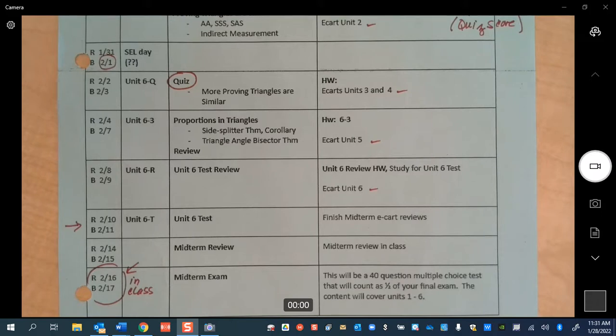So let's be clear about deadlines, because we've been struggling with getting things in on time. There will be 0 exceptions for these deadlines. So once I go through, while you're taking your midterm exam on February 17th, I'm going to go through and grade the eCarts. Here's why I need to make this absolute.